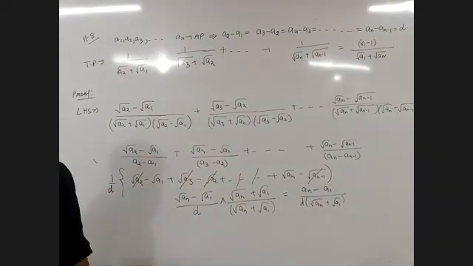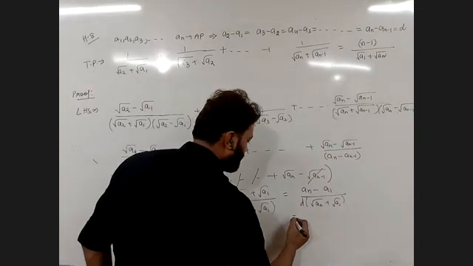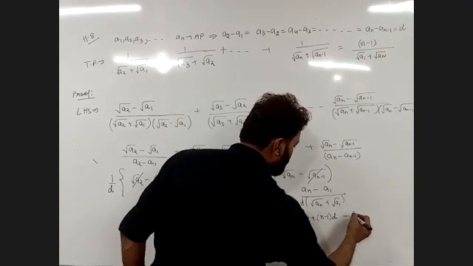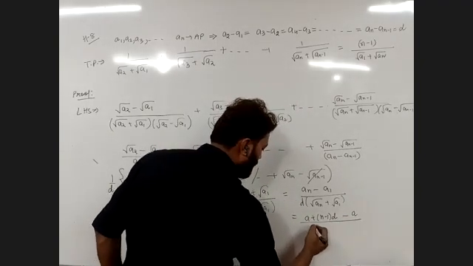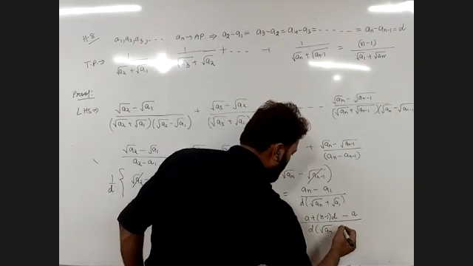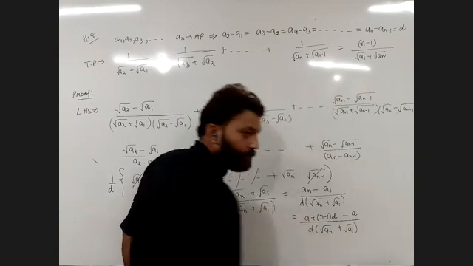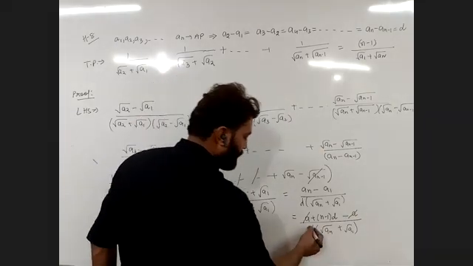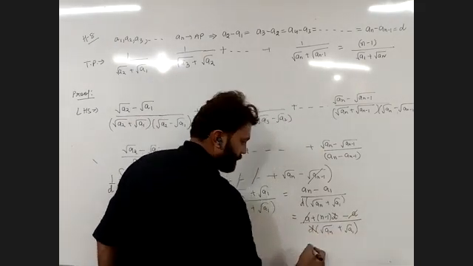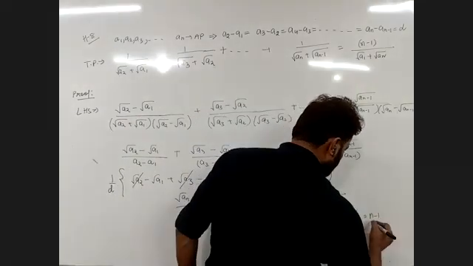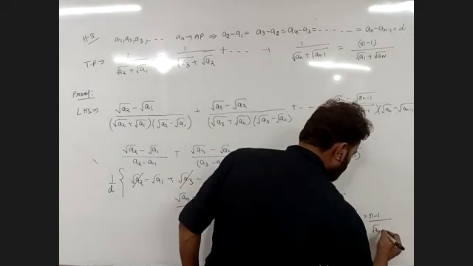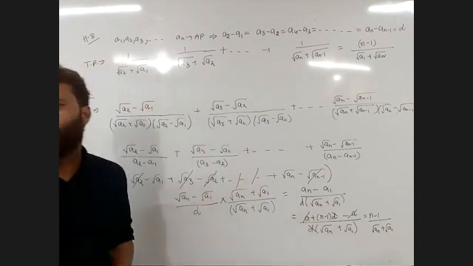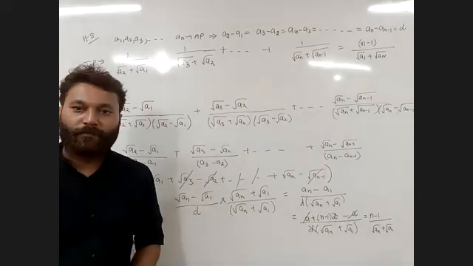Now we can use the formula for an. What's the formula for an? A plus n minus 1 into d. A1 means the first term, so only a. d into root an plus root a1. And this a and this a cancelled. This d and this d cancelled. n minus 1, root an plus root a.